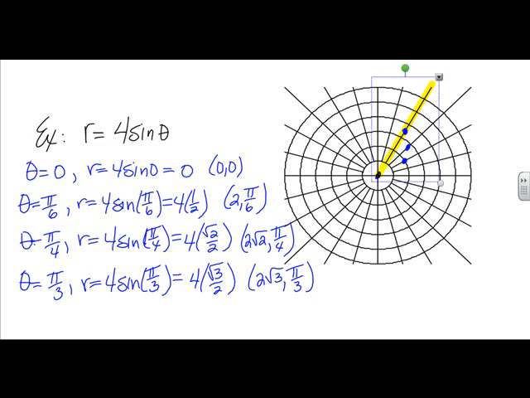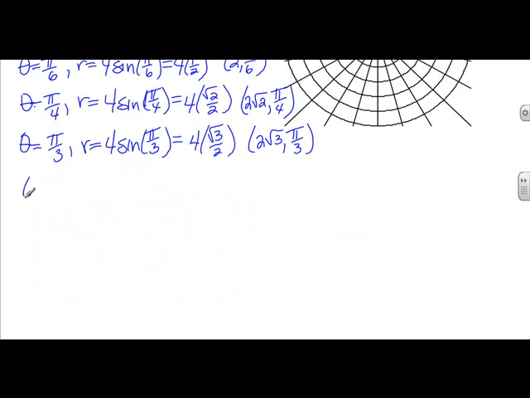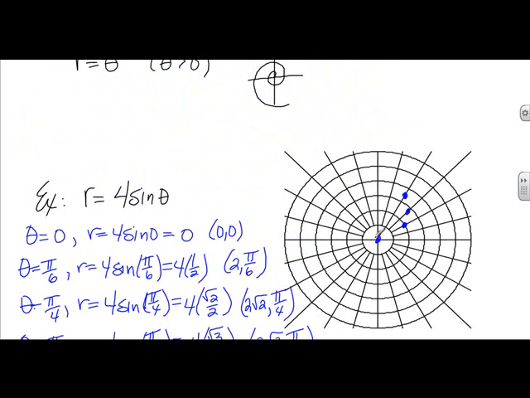Alright, so next angle, pi over 2. r is 4 times the sine of pi over 2, which is going to give us a value of r that's 4, so we have the point (4, pi over 2). 2, 3, 4, so that'd be that point about right there.